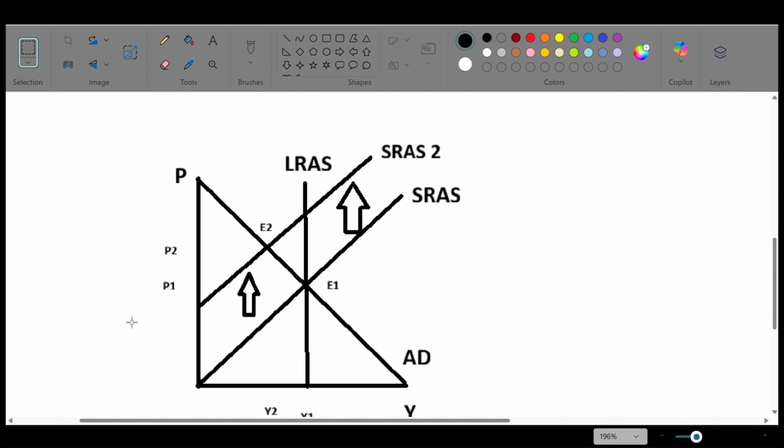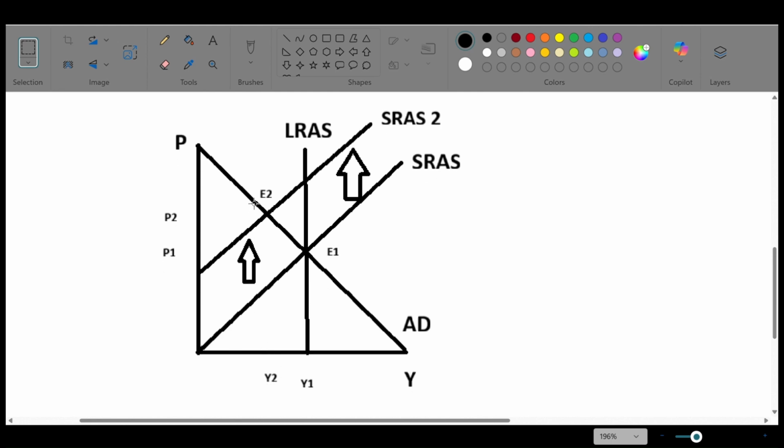with the arrows. Because LRAS has not changed and the potential output has not been permanently affected, LRAS stays in the same place. The new intersection of AD and SRAS2 gives the short-run equilibrium point E2, right here. At E2 output has fallen below Y1, shown as Y2, and P2, price level 2, is now greater than price level 1, shown right here.